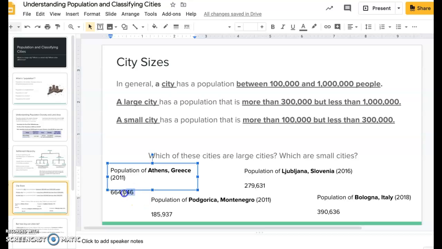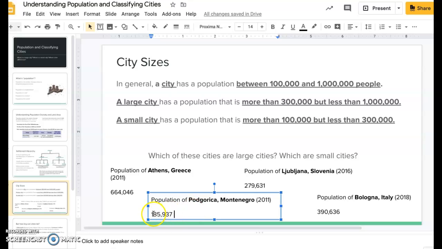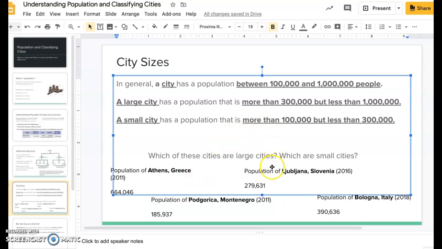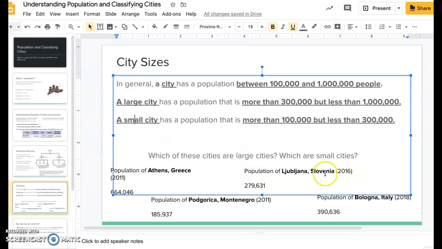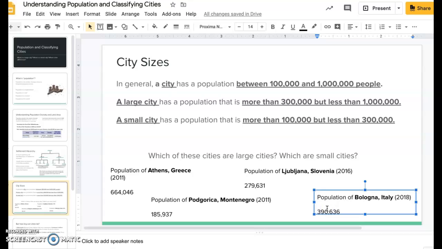So if we're looking at Athens, it has about 664,000 people. So that's going to be here, a large city. If we're looking at Podgorica, it has about 185,000 people. Where does that fall? That falls here. It's a small city. If we're looking at Ljubljana, Slovenia, it has about 280,000 people. That's going to be also a small city. If we're looking at Bologna, Italy, that's got 390,000 people. That's going to be a large city, okay?